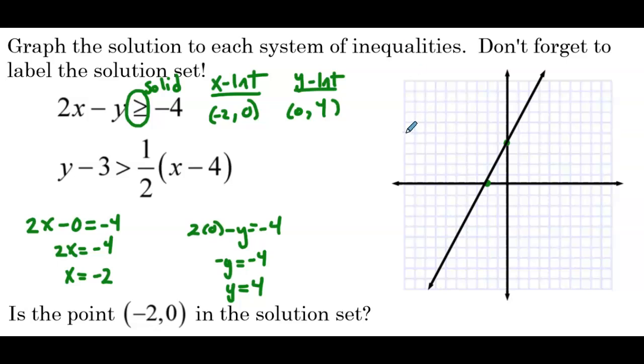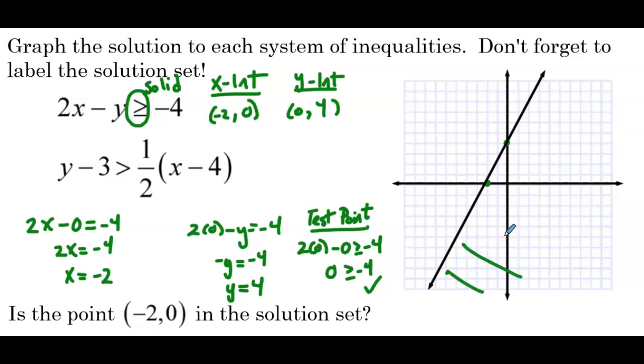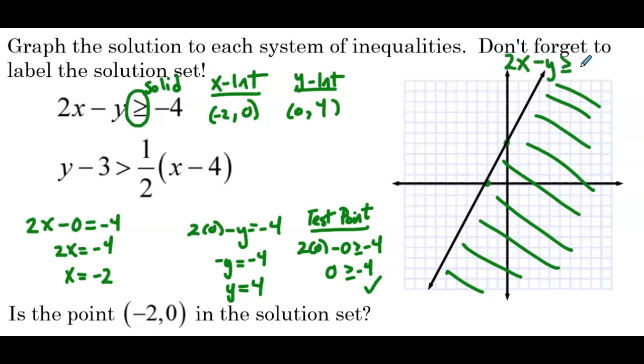Okay, so now we need to figure out where we're going to shade the solution set to this inequality. So let's use a test point. So if we test 0, 0, so I'll stick with green for this test point just so we know what inequality we're plugging into. So is 2 times 0 minus 0 greater than or equal to negative 4? So is 0 greater than or equal to negative 4? It is, in fact. So that means origin should be part of the solution set. Origin's here. So that means we're shading below the line. So there we have 2x minus y is greater than or equal to negative 4.